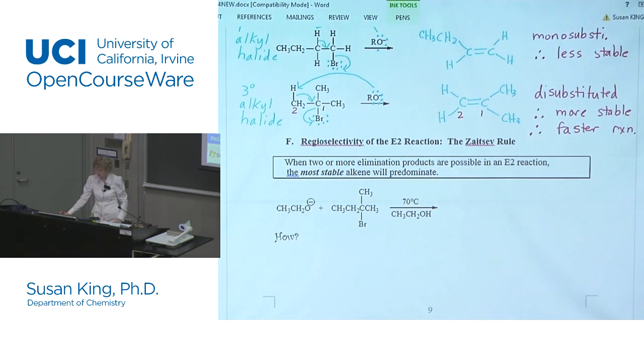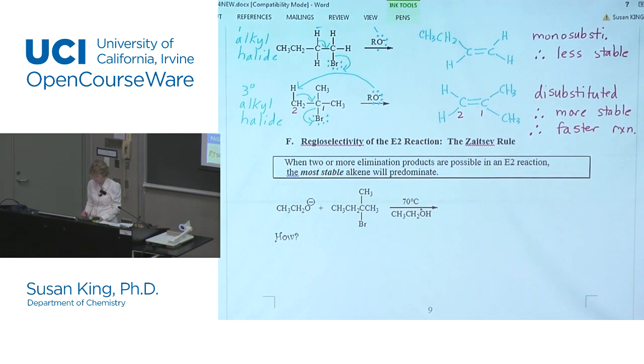All right, let's look at regioselectivity in the E2 reaction. And this leads us to the Zaitsev rule. You'll see different spellings for Zaitsev. This is the one that makes more sense to me, but there's many different ways to spell it, at least 3 that I've seen. So this is the way I'm going to spell it. When 2 or more elimination products are possible in an E2 reaction, the most stable alkene will predominate. So now you see why we have to know something about stability here.